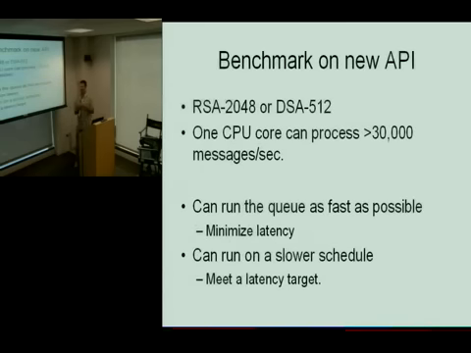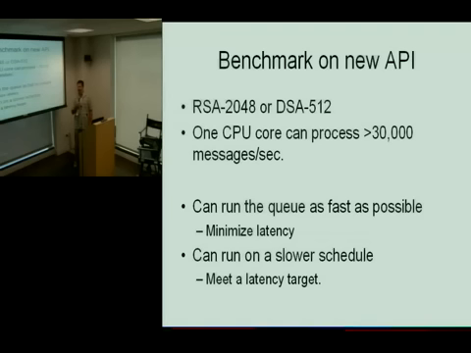So I actually benchmarked this on the new API, and this is including the public key signature with RSA or DSA. One CPU core can process over 30,000 messages per second potentially. And you can also choose the CPU utilization. The idea is that if messages arrive faster, the trees get larger. If messages arrive slower, the trees get smaller, if you run the queue as fast as possible. And you can do that to minimize the latency.